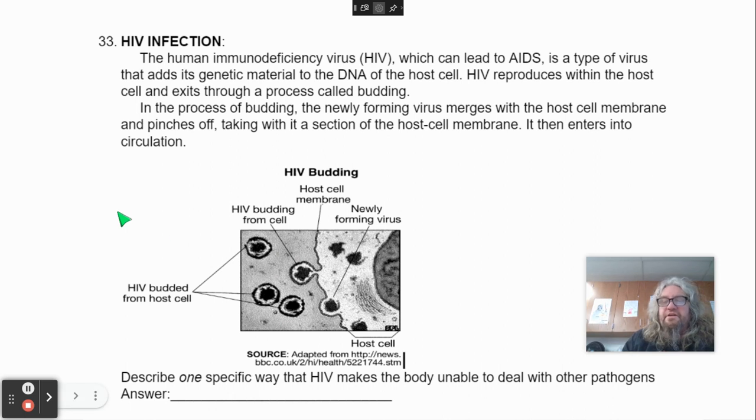And finally, question 33, the last question on the test, HIV infection. The human immunodeficiency virus, HIV, which can lead to AIDS, is a type of virus that adds its genetic material to the DNA of the host cell. HIV reproduces within the host cell and exits through a process called budding. In the process of budding, the newly forming virus merges with the host cell membrane and pinches off, taking with it a section of the host cell membrane. It then enters into circulation. Your task is to describe one specific way that HIV makes the body unable to deal with other pathogens.